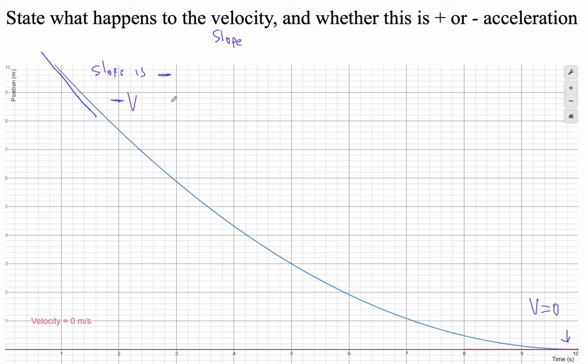So we slowed down. We were moving in the negative direction, right? And then we slowed down. And so the only way to slow down if you're moving in the negative direction is to have a positive acceleration. Because remember, the rule is if these guys are in opposite directions, then you're slowing down.